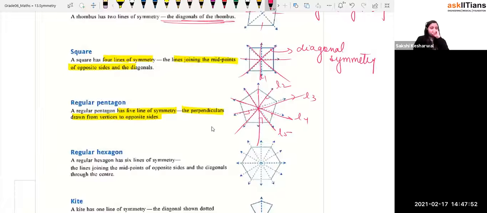Now you just see one thing, specifically for a regular polygon: if it has three sides, how many lines of symmetry? Three. If it's a four-sided regular polygon, it has four lines of symmetry. If it is a regular pentagon, it has five sides, so how many lines of symmetry? Five. But if it is irregular, it's random, so we cannot say. But if it's regular, then it's for sure.